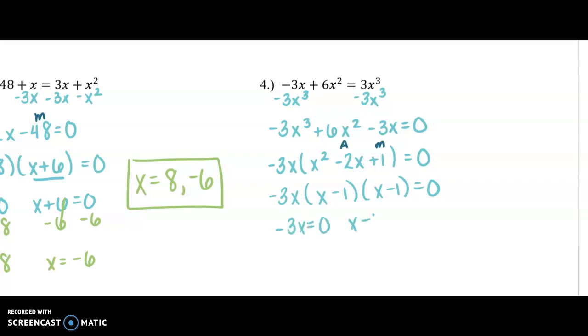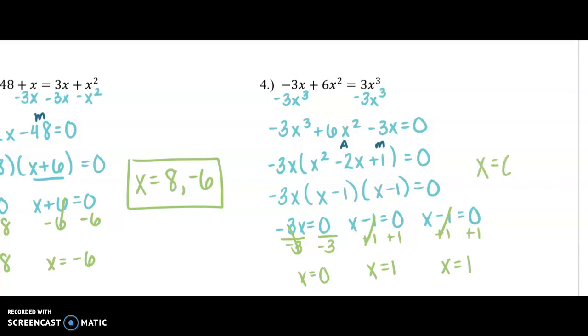-3x is equal to 0. X minus 1 is equal to 0. X minus 1 is equal to 0. Then we solve for x. Divide by -3. So x is equal to 0. Add 1. X is equal to 1. Add 1. X is equal to 1. So my solutions, x is equal to 0, 1, or 1.